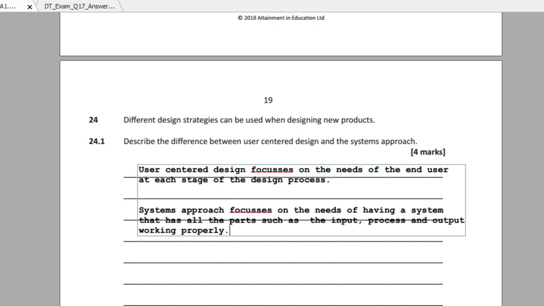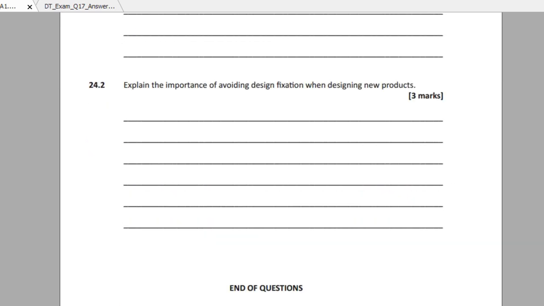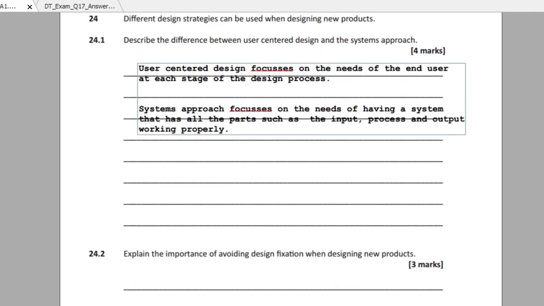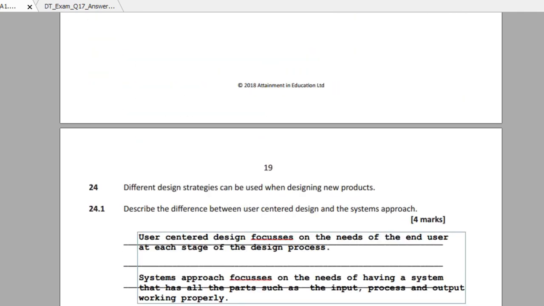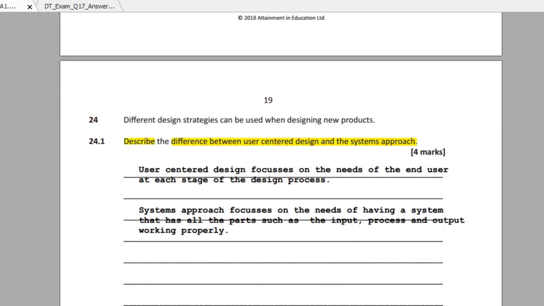Okay, so let's now move on to the next section. But before we do that, let's once again quickly go through the command words because I didn't point them out. So describe, and it says the difference. So you got to describe the difference between the two. So you got to describe what they are and the difference between them.